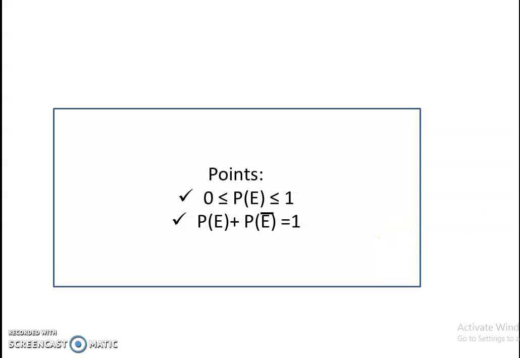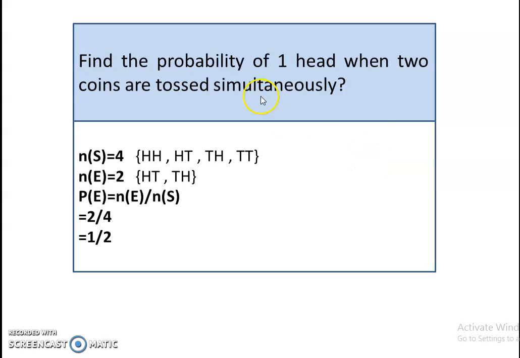Let's solve some of the problems based on probability. So first question we have, find the probability of one head when 2 coins are tossed simultaneously. So in this case, the number of sample space will be 4 as we have discussed: head head, head tail, tail head and both tails, right? So the number of sample space is 4.